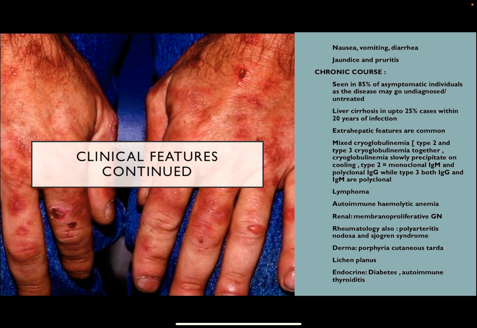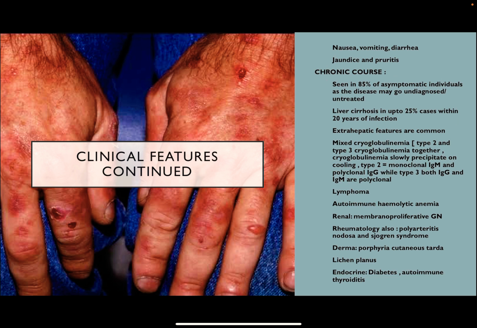The features are hepatic and extrahepatic. The first extrahepatic feature is mixed cryoglobulinemia. You can have type 2 and type 3 cryoglobulinemia, and when they occur together, it's called mixed cryoglobulinemia. So what's type 2? It's monoclonal IgM and polyclonal IgG raised, and in type 3 both polyclonal IgG and polyclonal IgM are raised. Lymphoma can be seen, autoimmune hemolytic anemia can be seen. The renal manifestations can be glomerulonephritis, especially membranoproliferative.